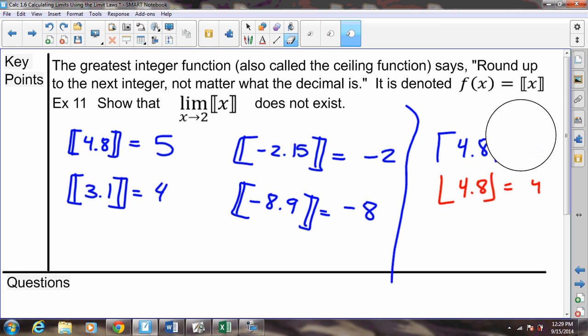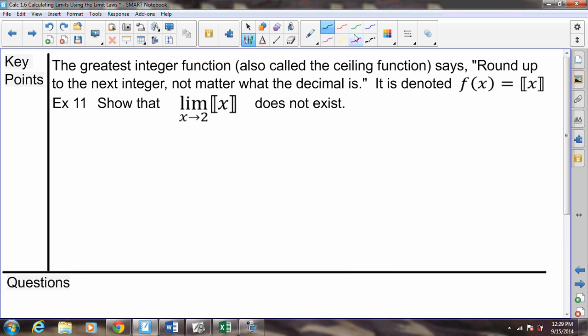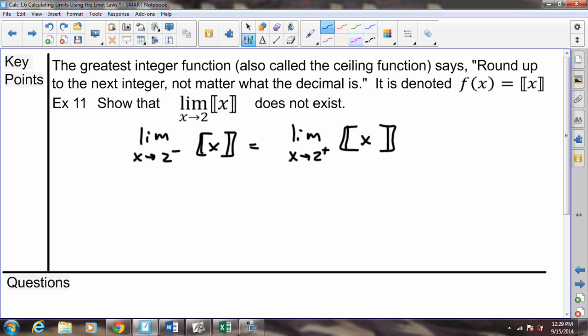Now that we have an understanding of what the greatest integer function is, show that the limit as x approaches 2 of the greatest integer function does not exist. Okay, so once again we could say left-hand limit, does it actually equal the right-hand limit? Well, we're actually told show that it does not exist, so we're told this is not going to be true. Well, let's think about why.